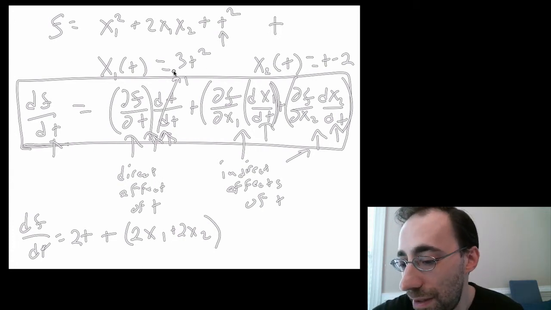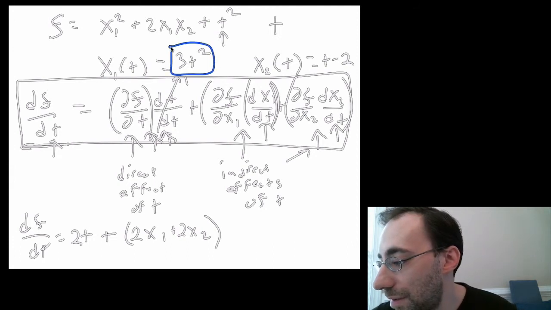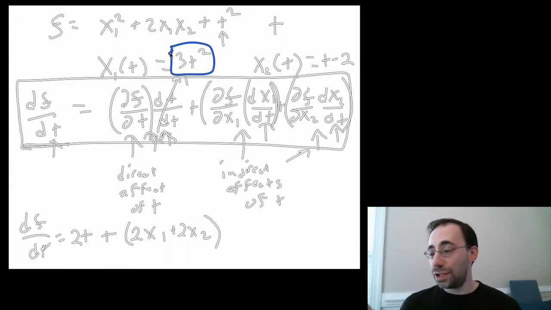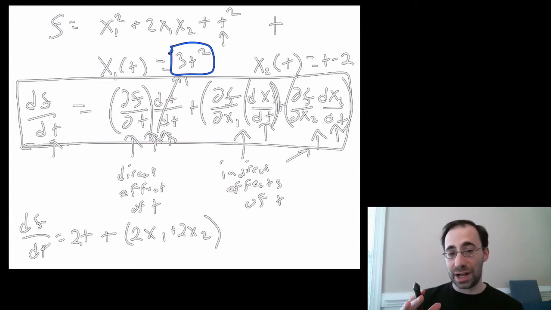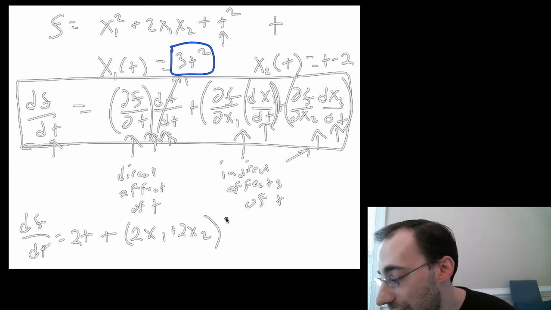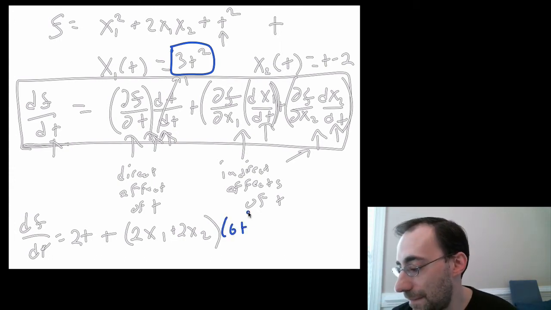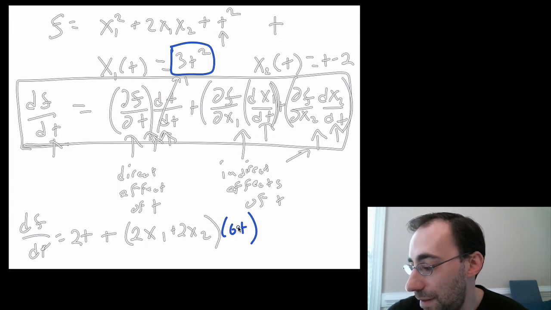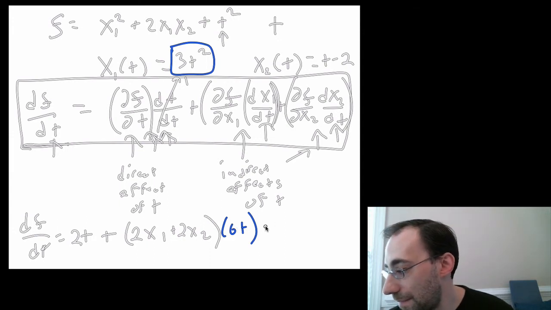Well, right over here is our function there. So what's the derivative of that with respect to t? Well, 3 is a constant, so it's the derivative of t squared, which is 2t. So that's a total of 6t. Now we go back over here.